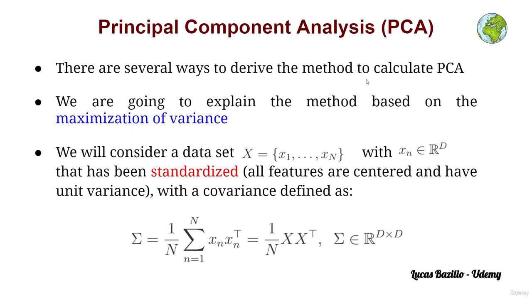So to calculate PCA, there are several ways to derive this method. In this course, we are going to explain the method based on the maximization of variance. So let's begin. Suppose we have a dataset with a given number of attributes. This dataset has been standardized. This means that all the attributes, all the features, are centered and have unit variance. Their variance is 1. Their covariance can be defined in this way.